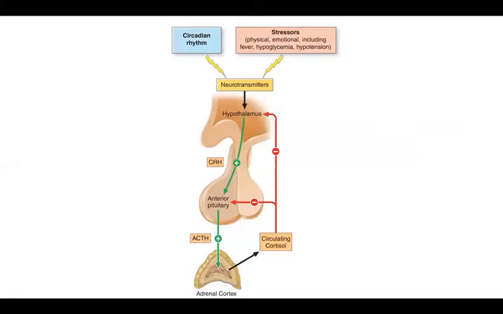So this is the pictorial presentation of the entire talk: the circadian rhythm is respected, and the release is in response to stressors, which can be endogenous or exogenous. The neurotransmitters affect the hypothalamus, and from the hypothalamus, the suprachiasmatic nucleus releases the corticotropin releasing hormone.